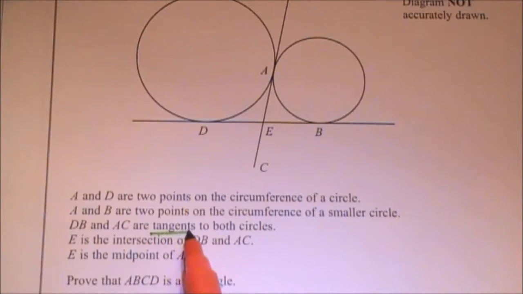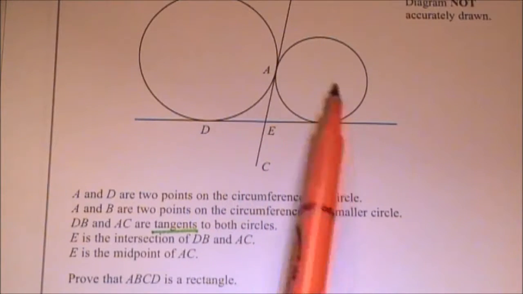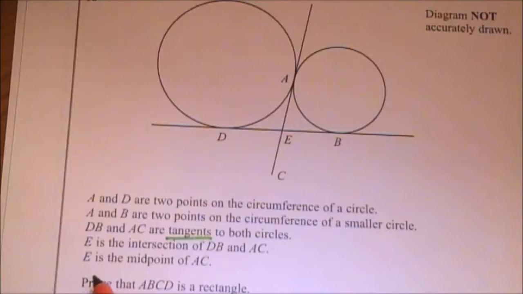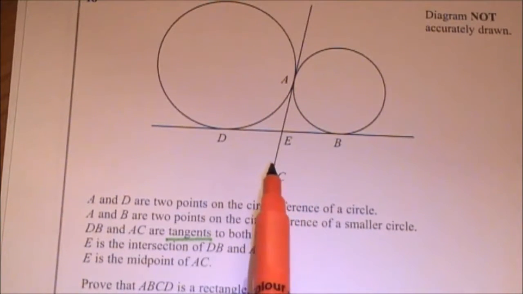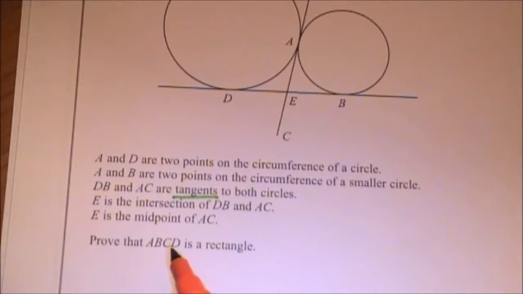The fact that they've mentioned a tangent, I'm going to underline, because that makes me think straight away of circle theorems. E is the intersection, that means it crosses, of DB and AC. So yep, E does cross with those. E is the midpoint of AC. And they want us to prove that ABCD is a rectangle.